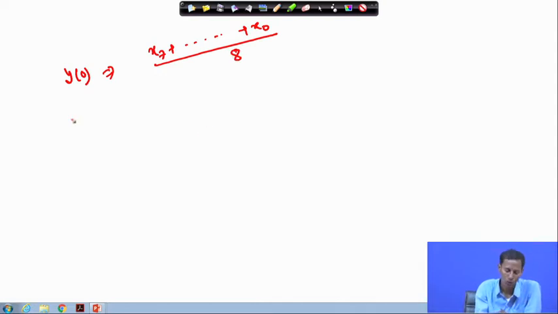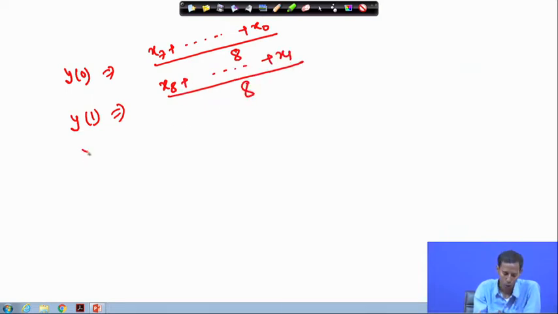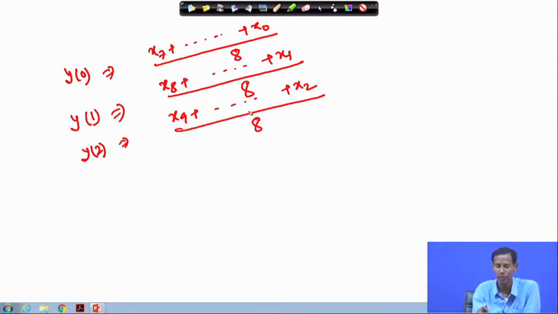In the next, what will be done? That will be x8 plus x1 divided by 8. So, y2 will be what? It will be x9 up to x2 divided by 8. That means, one by one, the old samples will vanish.